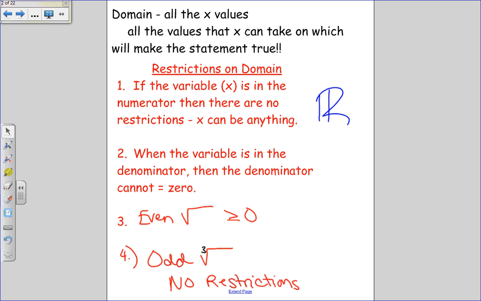Do we understand that, yes or no? So we have restrictions on even roots. We do not have restrictions on odd roots. So therefore, right now, when do we have restrictions? On an even root and when you have a variable in the denominator. Do we understand that, yes or no?